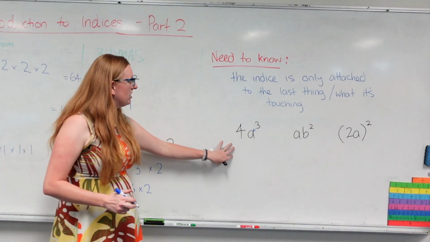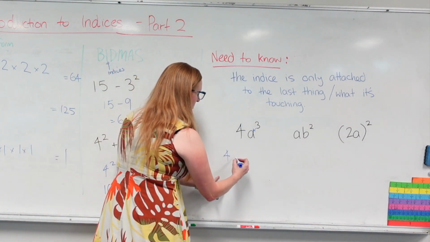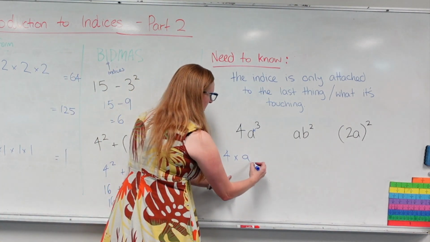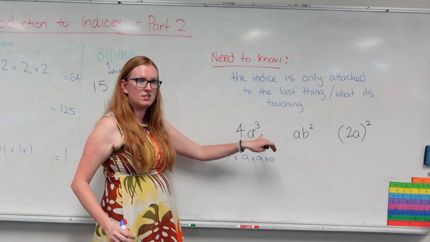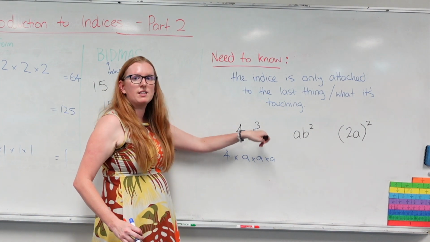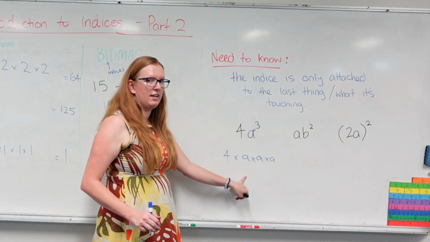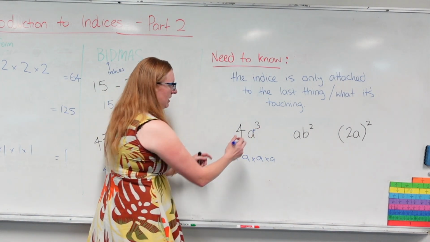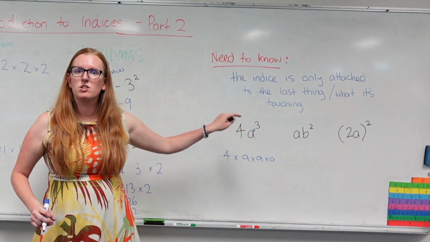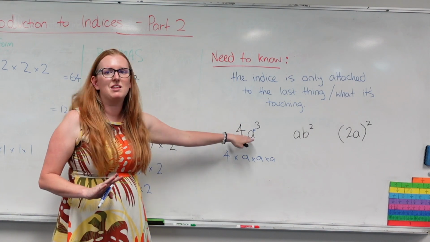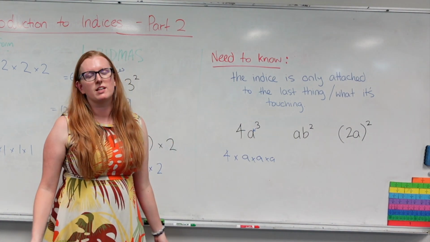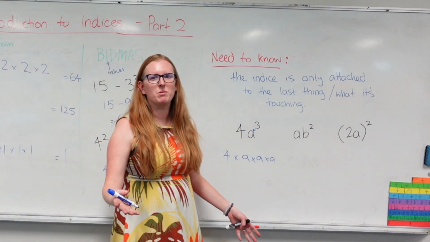So what this actually means is 4 times a times a times a. So there's only 3 a's, okay? The 4 doesn't get repeated 3 times, it's only the a. All right, so they're a team, okay? My indice is only attached to the thing that it's like directly up against. You know what I mean? Like the thing that it's touching, even though technically it's not touching. But you know what I mean.